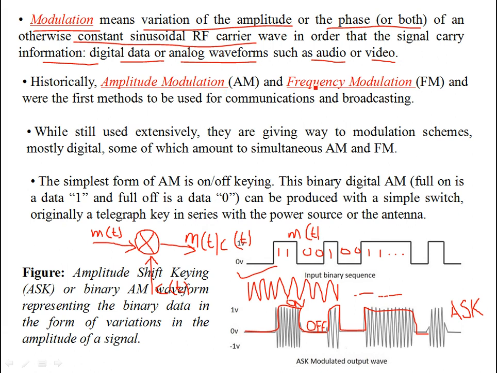So amplitude modulation and frequency modulation, well, they are continuous. They use continuous modulation schemes. For example, in the amplitude modulated scheme, you have the amplitude that is being varied continuously. In digital AM or binary AM or amplitude shift keying like this over here, you have the simplest form of AM, that is on-off keying. So this binary digital AM is full on when data is on, and it is full off when the data is 0. So it can be produced by a simple switch, right? It's like a telegraphic key which is in series with an antenna or a power source that is being used for the transmission of the modulated signal.